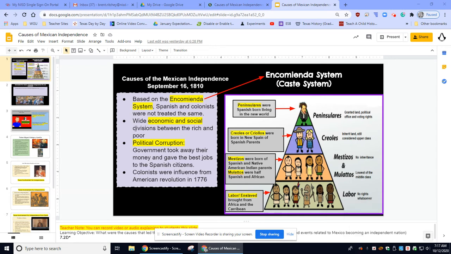There was wide economic and social division between the rich and the poor. The upper class stayed upper class, the lower class stayed lower class. There was really no way for the lower class to rise in the ranks. They weren't going to become a CEO, if you will. They will never become a president. Political corruption: the government took away their money and gave the best jobs to the Spanish citizens. And colonists were influenced by the American Revolution in 1776. They knew of the American uprising, and they wanted to have some of that action as well.